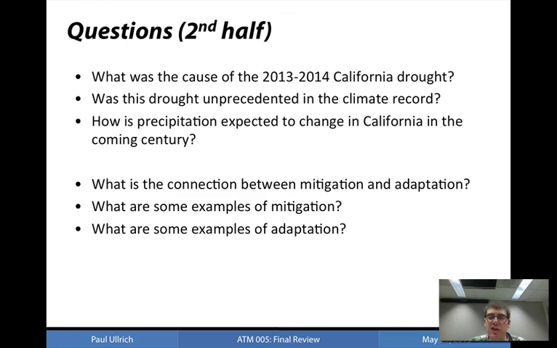We discussed mitigation and adaptation and the connection between the two. We discussed several good examples of mitigation and several good examples of adaptation. I refer you to the slides in order to remember some of those examples. It is almost certain that mitigation and adaptation will be asked on the final exam.